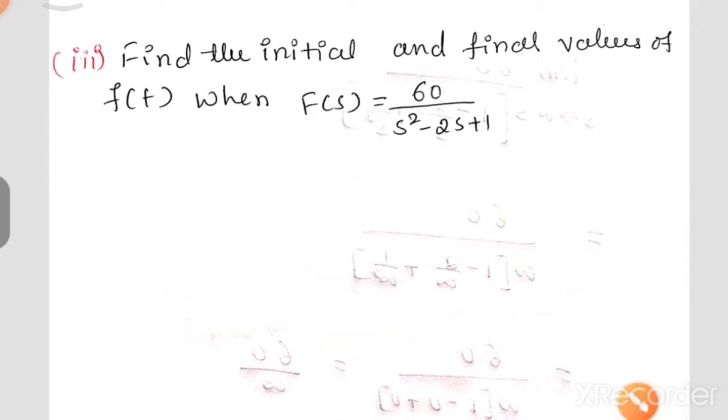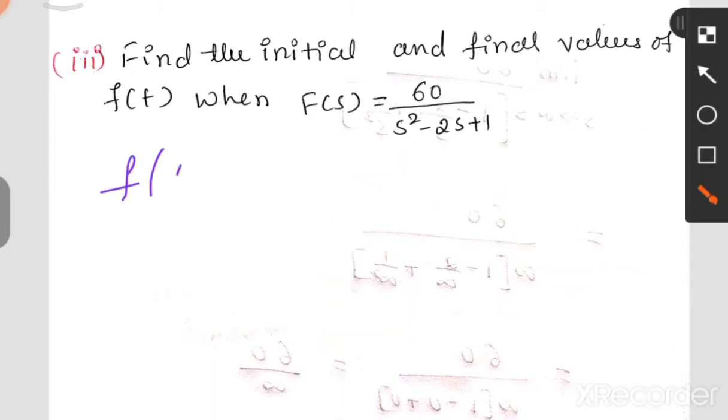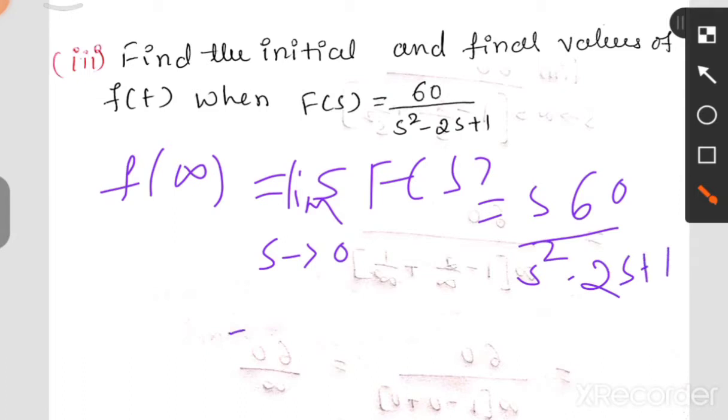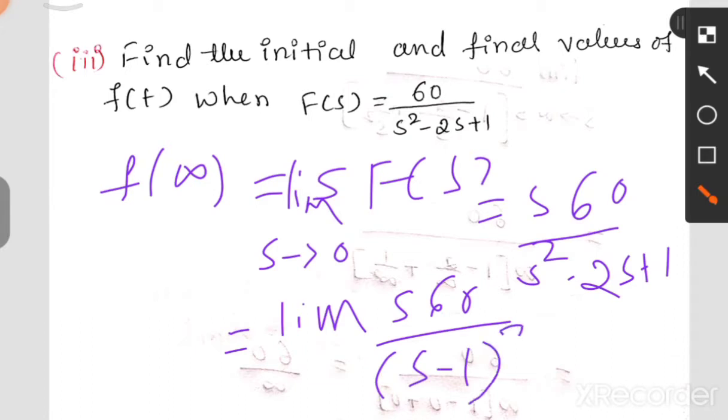Okay, so now to find out f of infinity, simplify this. It will be limit of s into f of s, where s tends to 0. So we'll write s into 60 divided by s square minus 2s plus 1. Don't substitute the values directly. What we can do is, we'll write limit of s into 60 divided by s square minus 2s plus 1, which will be s minus 1 whole square, where s tends to 0.